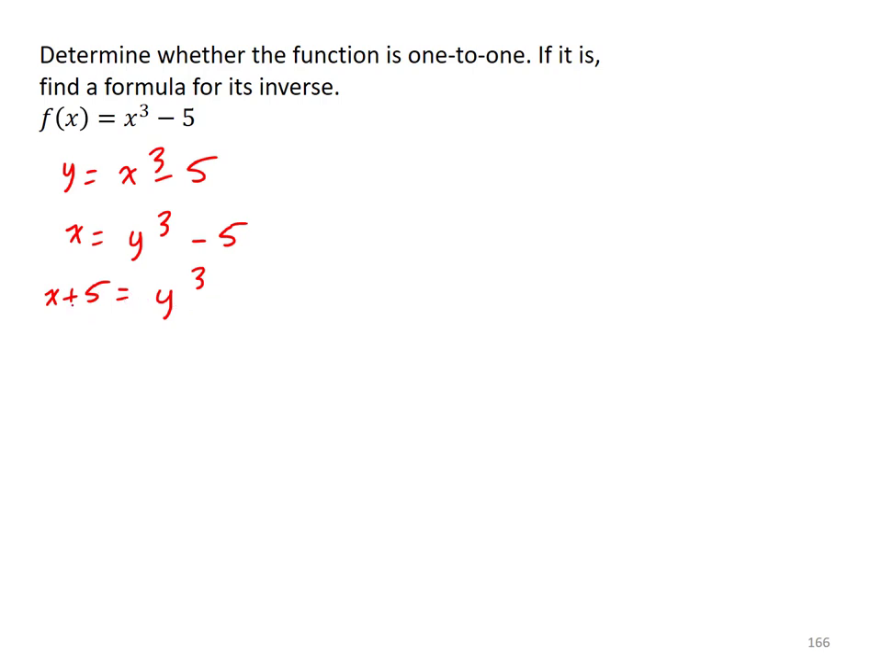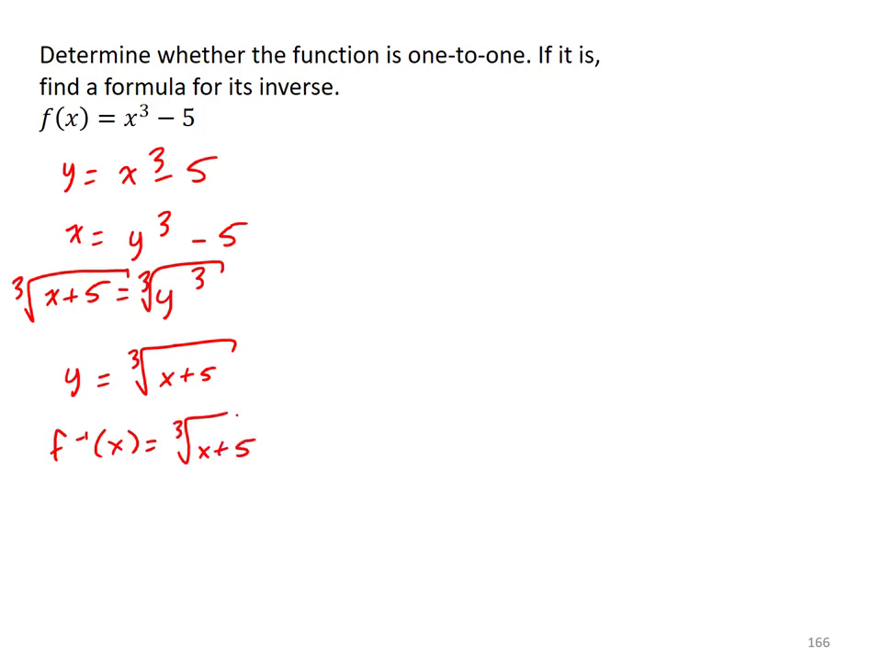I have x plus 5 equals y cubed. So to isolate the y, I will take the cube root of both sides, so that y equals the cube root of the quantity x plus 5. Finally, we'll replace y with f inverse of x. f inverse of x equals the cube root of the quantity x plus 5.